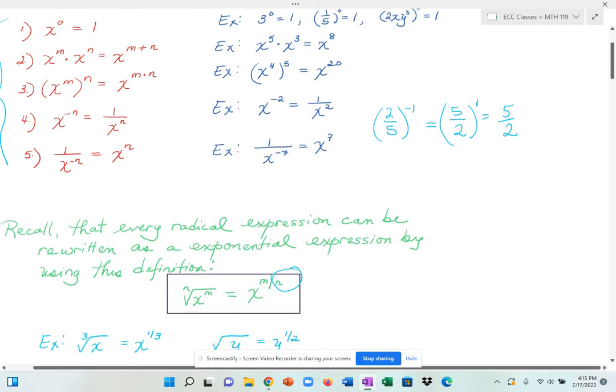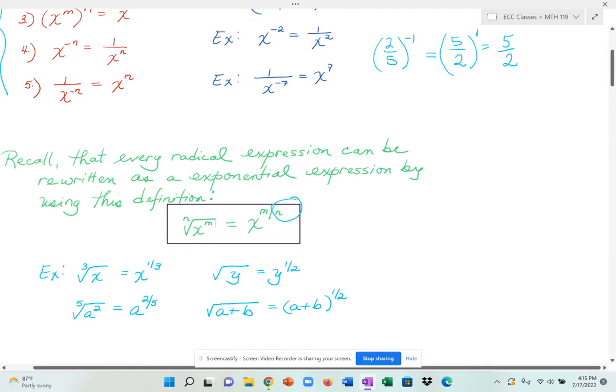So, for example, if I wanted to rewrite the cube root of x, that is the same as x to the 1 over 3. And if I wanted to rewrite the fifth root of a to the second, that is equivalent to a to the 2 over 5. And that's just applying the definition that you see above in the box.